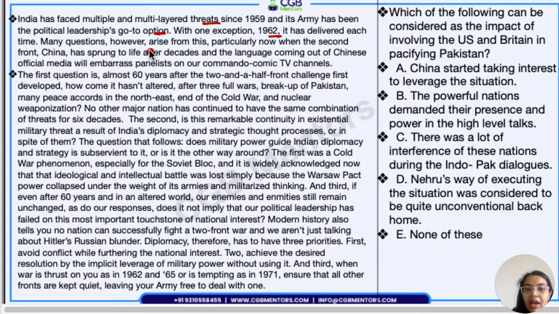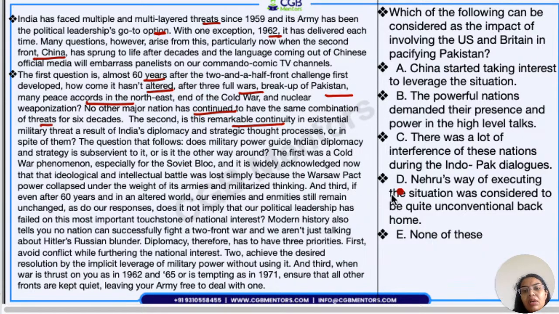Many questions, however, arise from this. Now, when the second front, China, has sprung to life after decades, meaning it has become active. The first question is, almost 60 years after, how come it hasn't altered after 3 full wars, breakup of Pakistan, many peace accords, etc.? No other major nation has continued to have the same combination of threats. Second is this remarkable continuity. You have to read by skipping. Of course you don't have to memorize it.